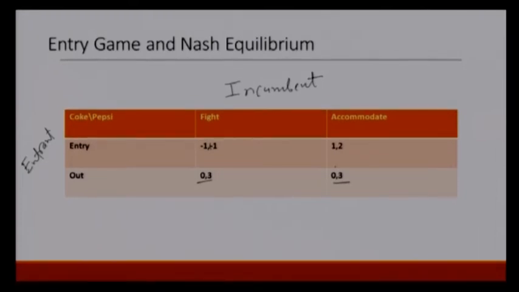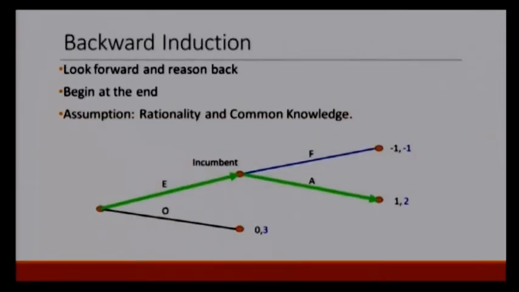Of course, the incumbent may not get to fight or accommodate if the entrant stays out, but the thing is that the incumbent does not know what the entrant is doing. So, here these payoffs are solely decided by what the entrant is doing, not what the incumbent is doing. Okay. So, this would be the normal form representation.